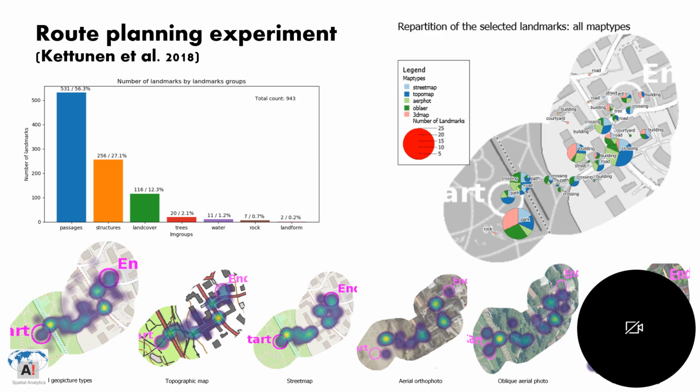And then here we have some numbers, some distribution of the different kinds of landmarks, so passages, structures, land cover, and so on, what people have used in this study.